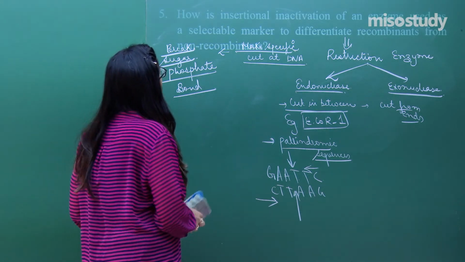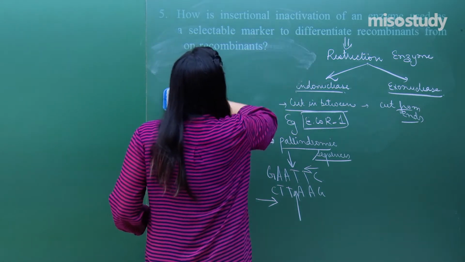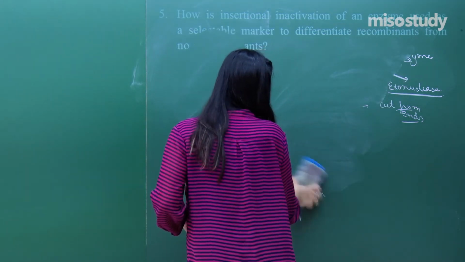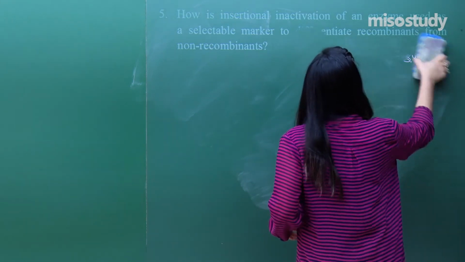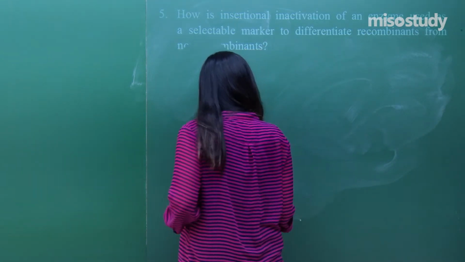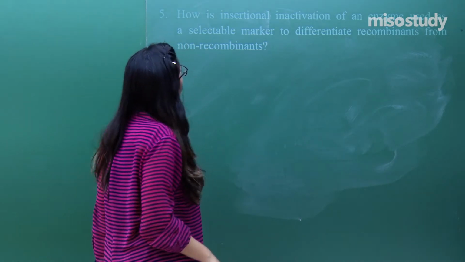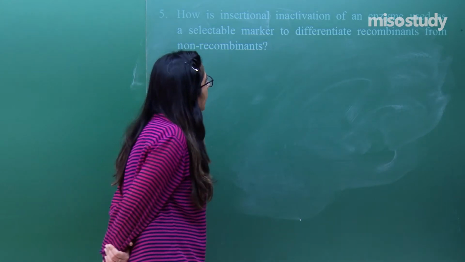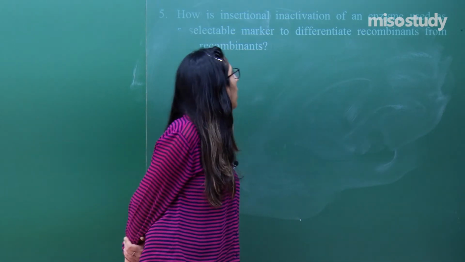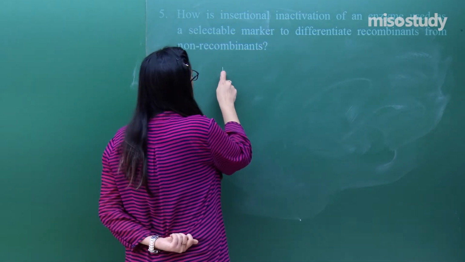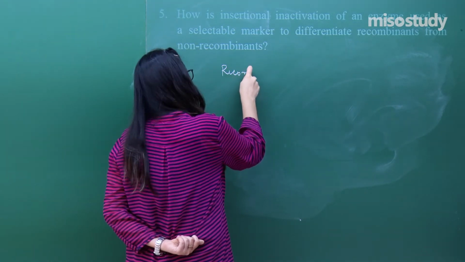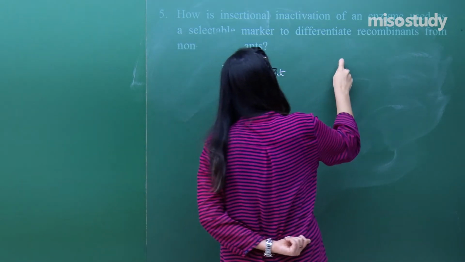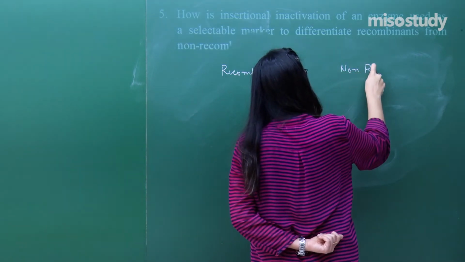Now, let's move towards the next question. How is insertional inactivation of enzyme used as a selectable marker to differentiate between a recombinant from a non-recombinant? So, we have two cells, suppose recombinant and second is called a non-recombinant.